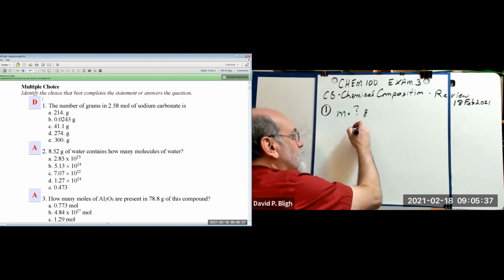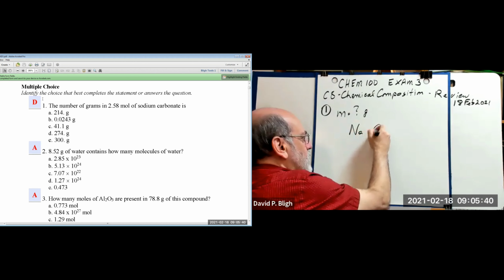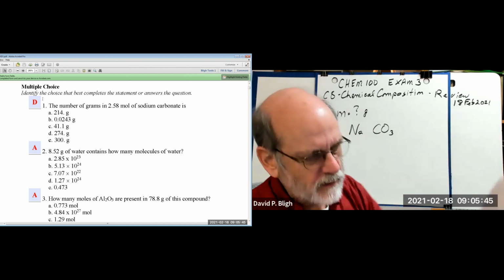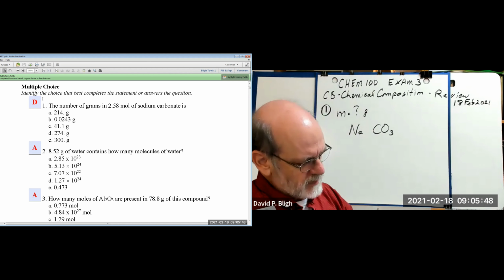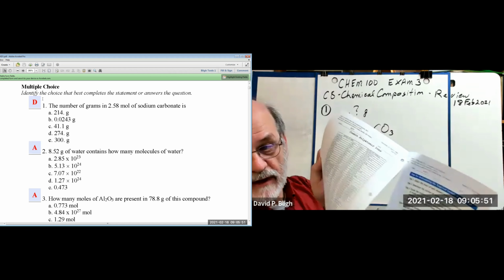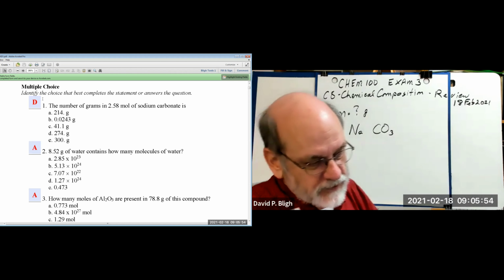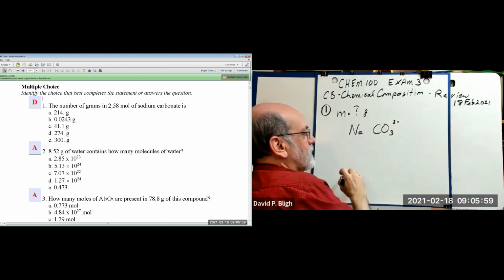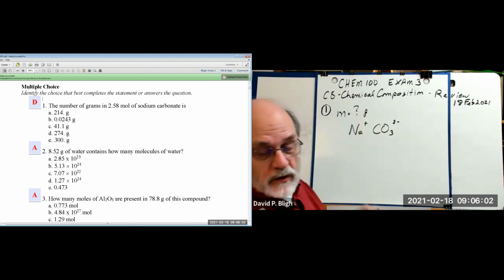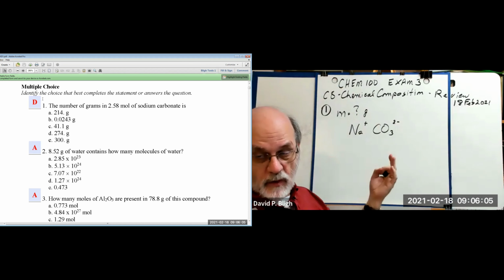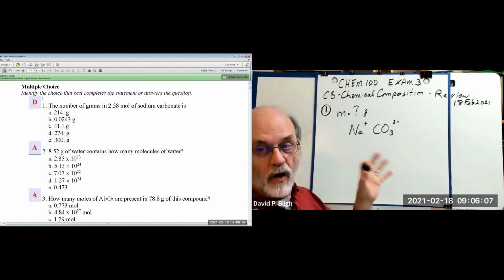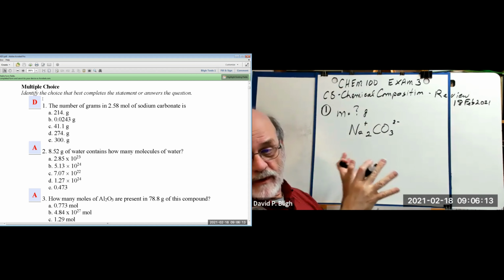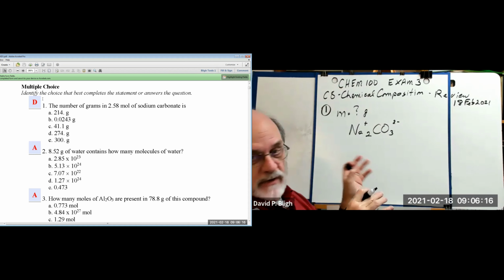So sodium carbonate, we know it has sodium, and carbonate is a polyatomic ion. Let me be sure it's there. It should be, yeah, there's the list. Common polyatomic ions right there. So you just look it up, be sure you get the right one, and you find out that it's got a 2- charge. And sodium's an alkali metal, so it has only a +1 charge and nothing different. It's always +1. So you need 2 of them. So now we have our formula. We can determine the molar mass that's going to be required.